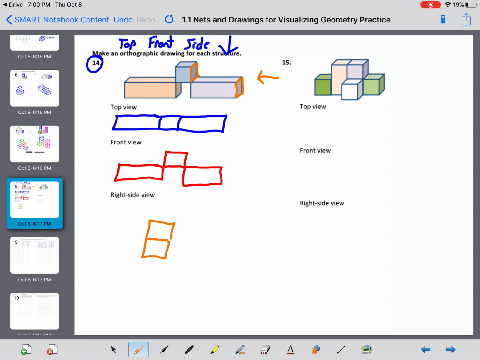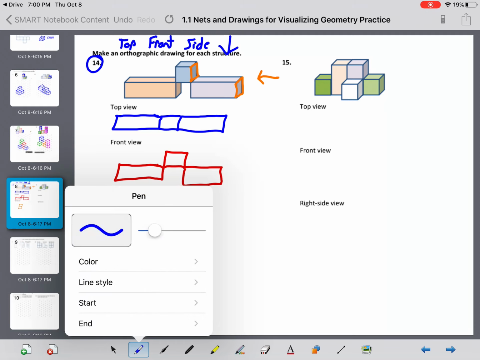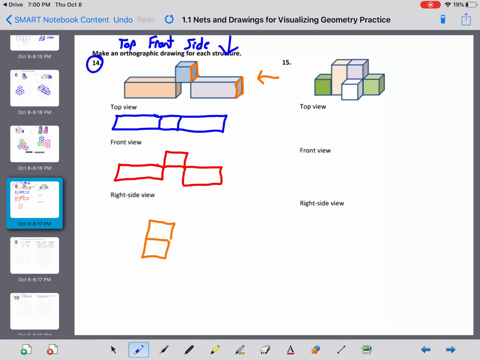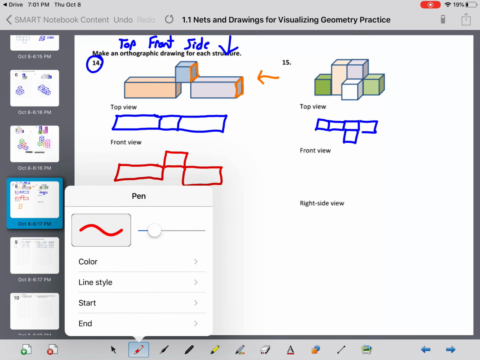Okay. Feel free to pause and try 15 on your own. All right, and resume it when you're ready. The top view of 15, we have 1, 2, 3, 4, 5 squares. Okay, 4 in a row. And this one right here is right there. So there's your top view of this figure.